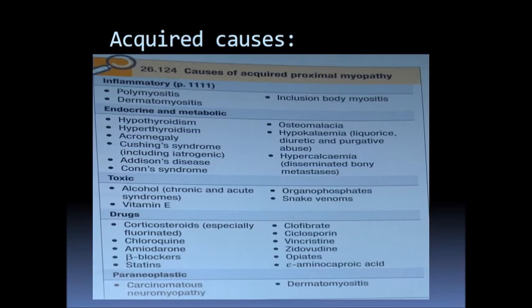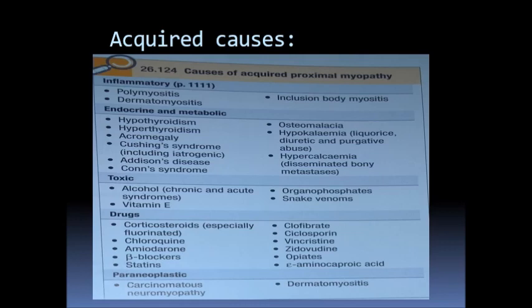So you have polymyositis, dermatomyositis, and with endocrine and metabolic disorders, you will have pretty much the clinical signs and features of the underlying endocrine problem, whether it's hypothyroidism, hyperthyroidism, or Addison's disease, or Cushing's. And also toxic myopathy, like what happens with alcoholism or vitamin E, or with organophosphates or snake venoms. So it depends mainly on the underlying condition.